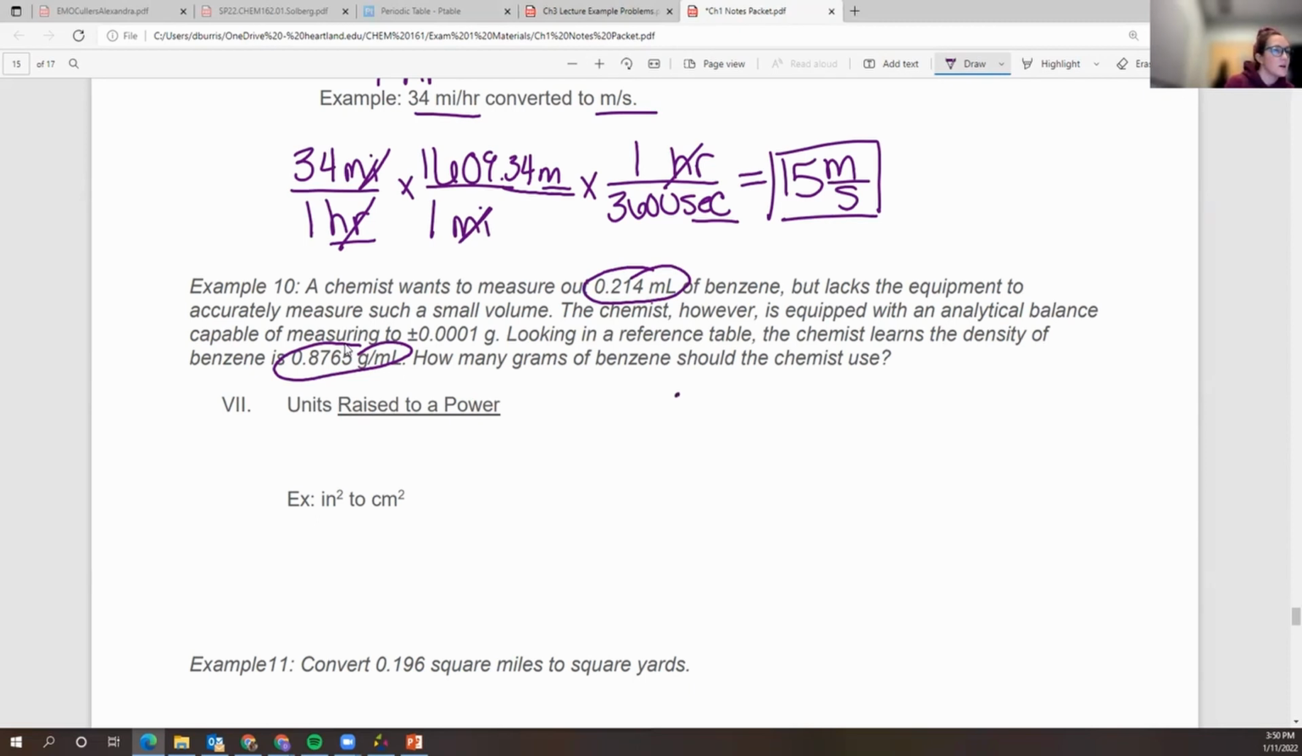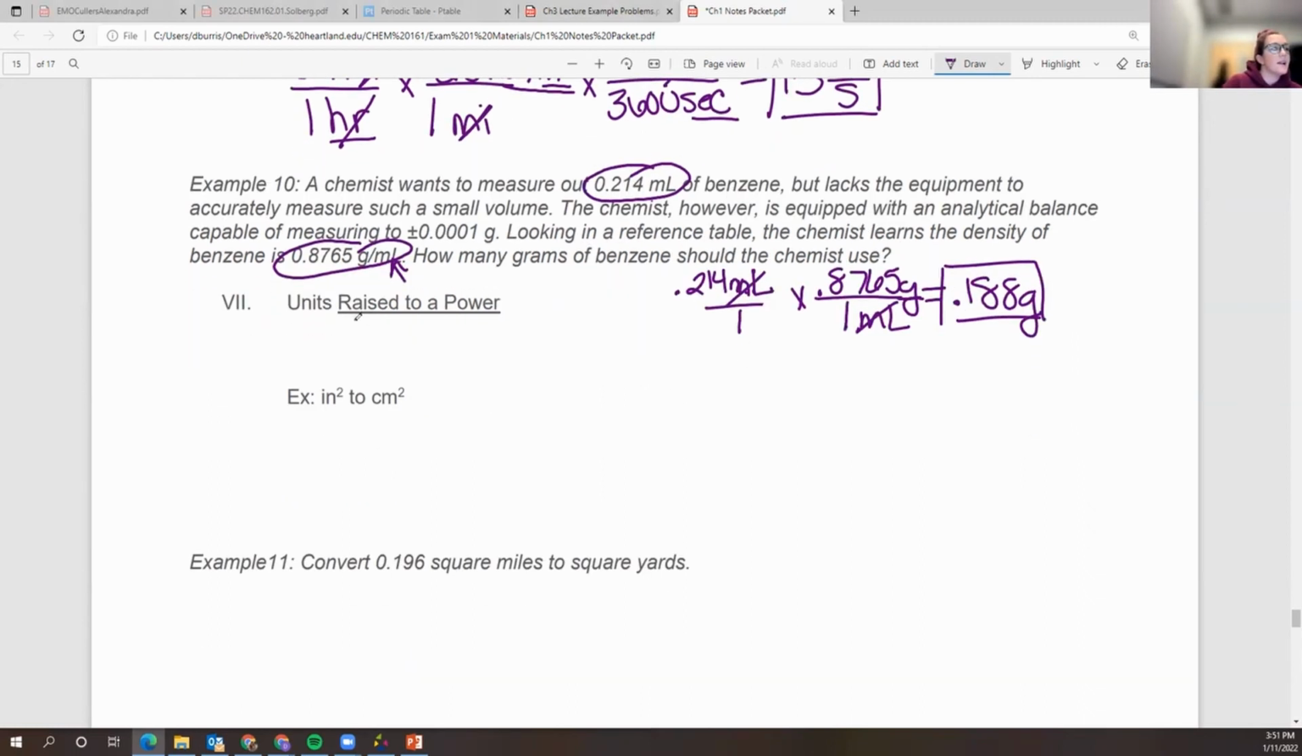So actually, I'm going to start this one, 0.214 milliliters over 1. All right, I want my milliliters to go away. Now I'm not trying to go from milliliters to liters or anything. I actually want to know how much stuff to weigh. So I can use this density with this ratio as a conversion factor, because what that density is actually saying is it's 0.8765 grams per every 1 milliliter. So my milliliters will cancel out. This will give me the grams that I should mass, and I get 0.188 grams of benzene. Okay, so that's one type of problem that you can solve using dimensional analysis.